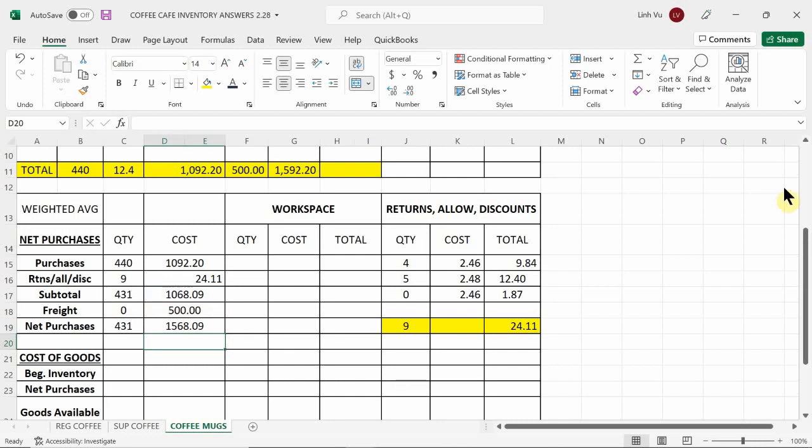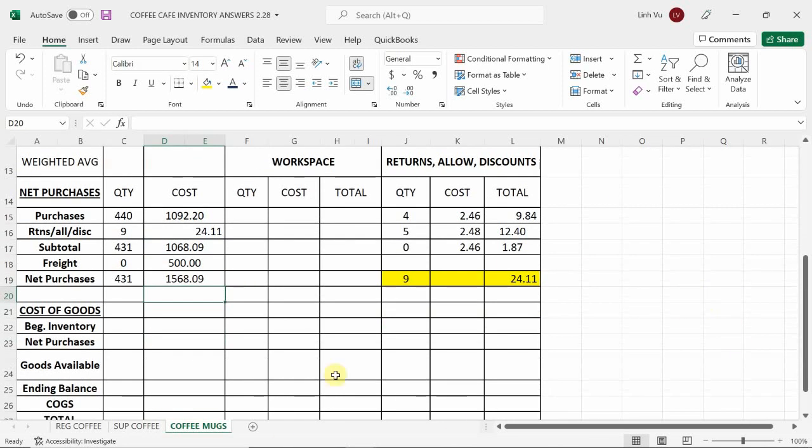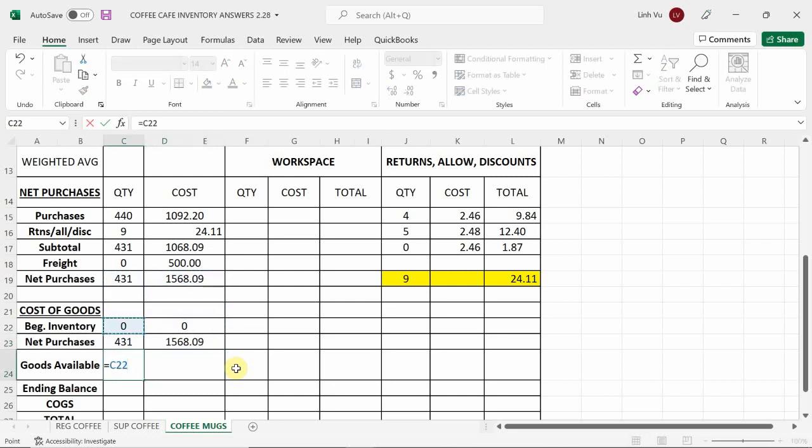Now, because we began our company on May 31st, we had to build our company. That means we didn't have any beginning inventory to begin with. So if I carry down my net purchases, my total goods available is going to be my total net purchases, because I have no beginning inventory.